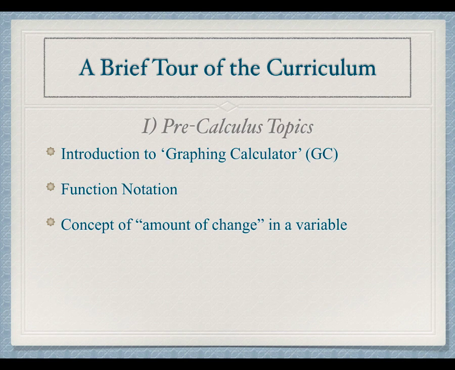We have to work on the concept of amount of change in a variable. They're not very good at variables varying, but they're much worse at thinking about a variable as being the amount of change of a variable. And so we work on that.